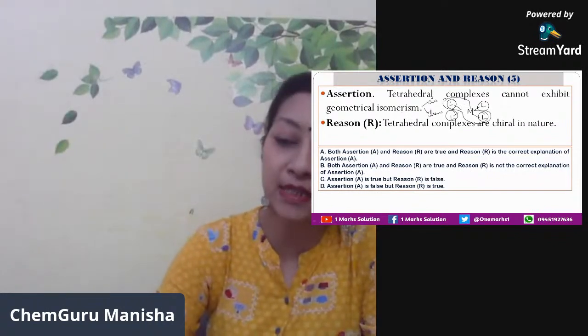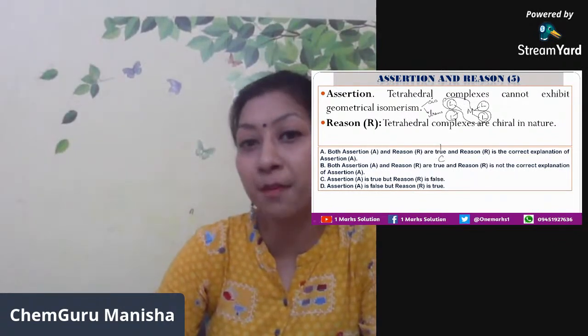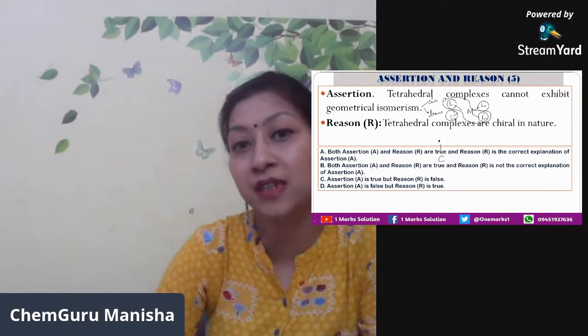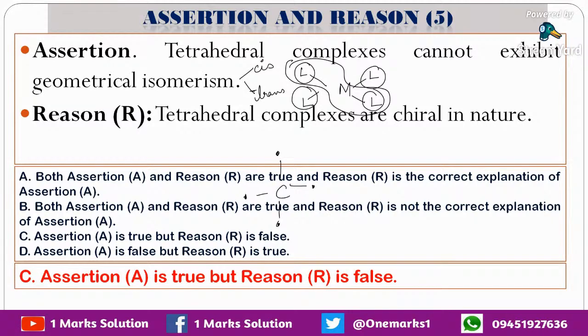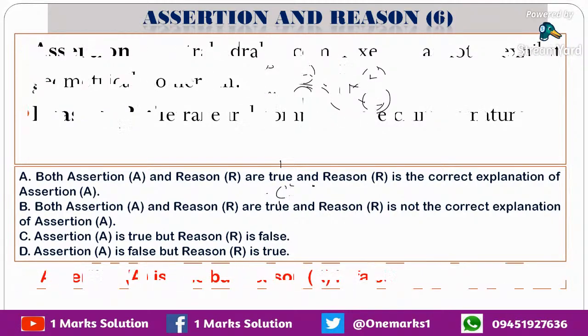Chirality comes from carbon-based compounds. You understand it from the organic compounds. If all the species are different on the four sides of carbon, then it is known as a chiral carbon. If they are the same, we call it achiral. That is not true for tetrahedral complexes, and that is why the assertion is true, but the reason is false.